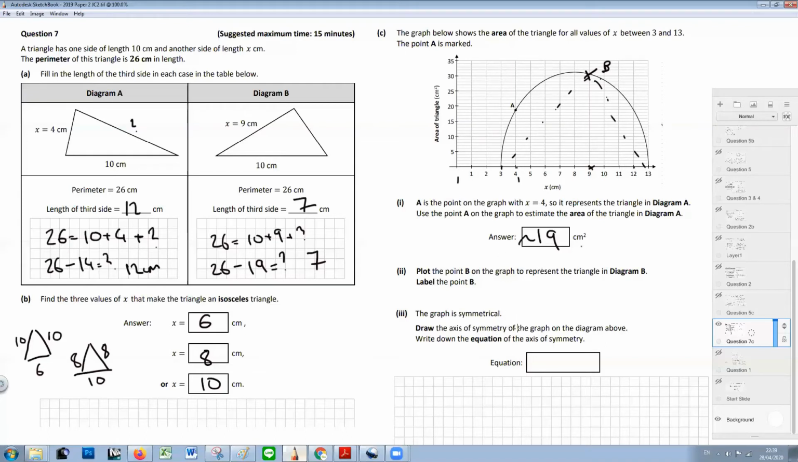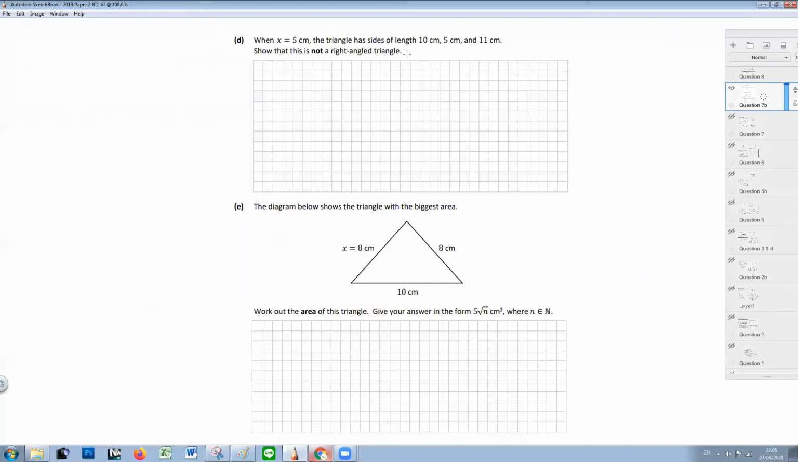The graph is symmetrical. Draw the axis of symmetry of the graph on the diagram above. So the axis of symmetry is basically going to be through here on 8. Write down an equation. Well, the equation is simply just x is equal to 8. And that's all there is to that. Okay, so we'll move on to the next bit.